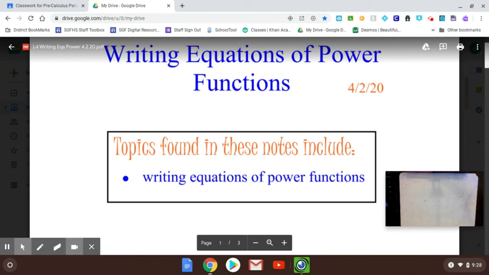Writing equations of power functions is going to be our topic. As of right now, we can graph power functions. Most people did the quick Google Forms quiz.